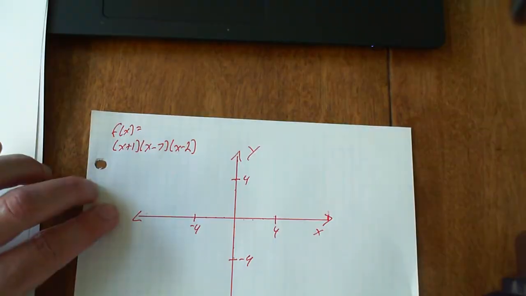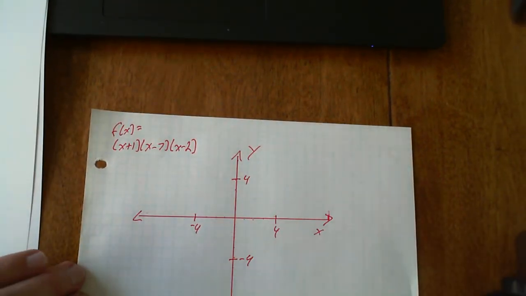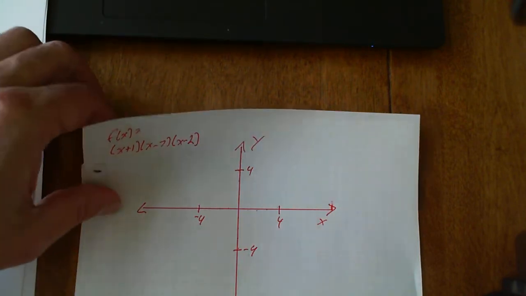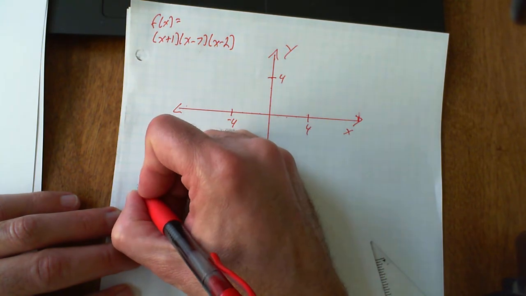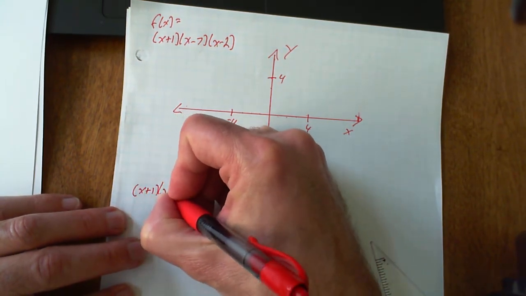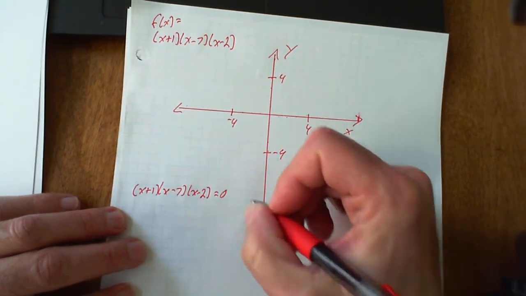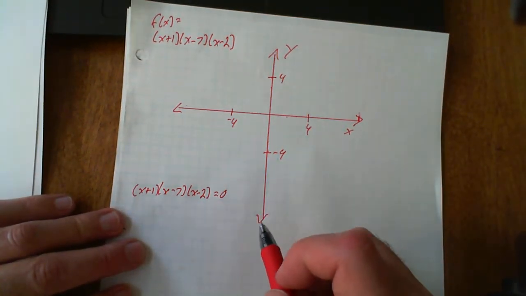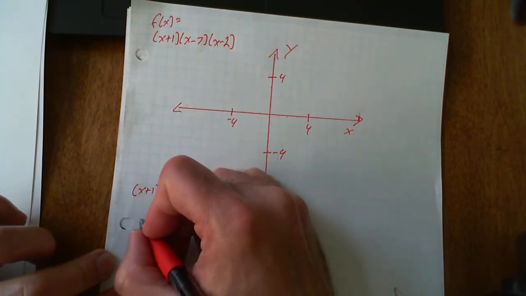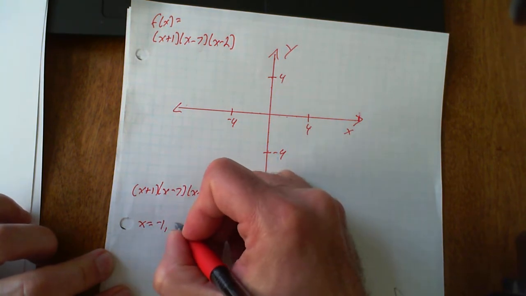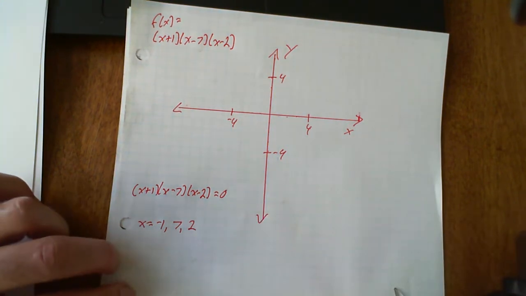Step 1 to graph it is set equal to 0. Let's see. Ooh, I ran out of room here, so I'm going to work down here. Let's do (x plus 1)(x minus 7)(x minus 2) equals 0. Step 2, factor. We already did that. Step 3, find the zeros. My zeros are x equals negative 1, 7, and 2. Okay?